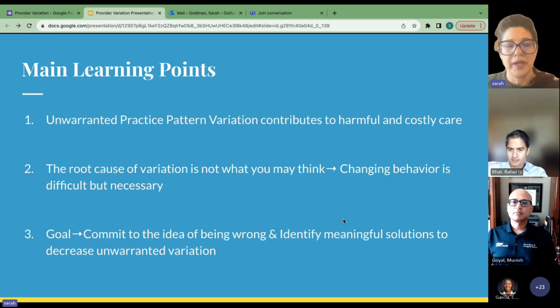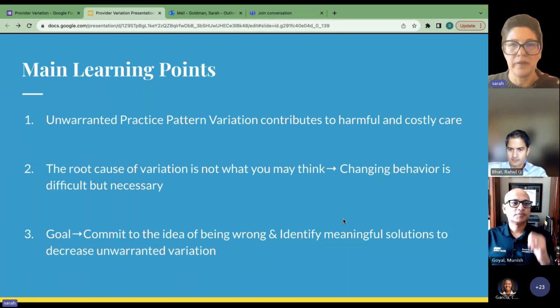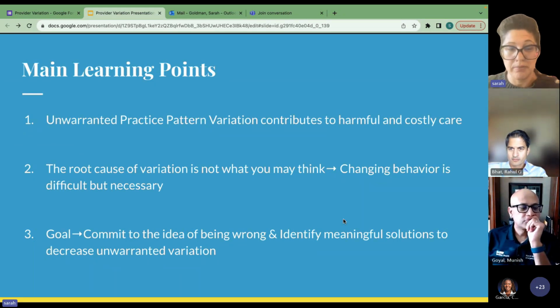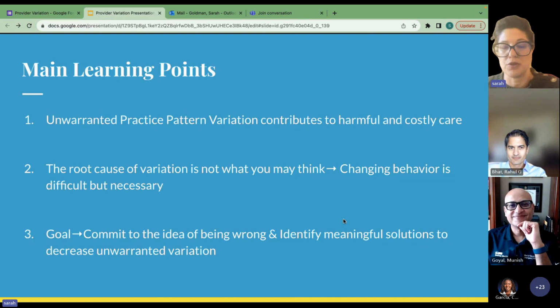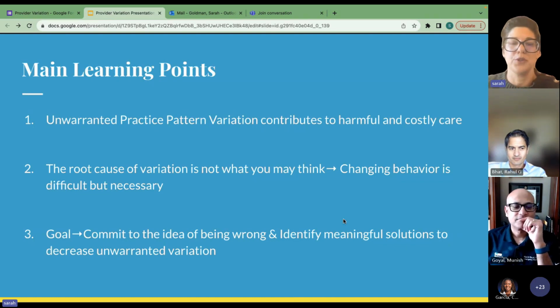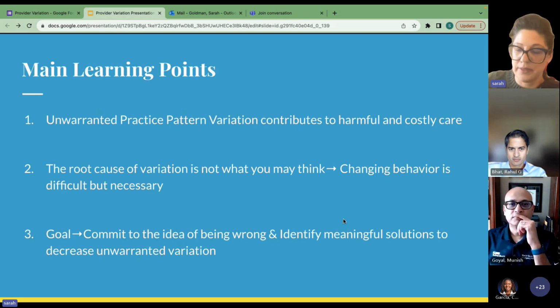And as we've already alluded to, the goal of this conversation really isn't to shame anybody, but I want everyone here to commit to the idea of being wrong, right? Whether you've practiced emergency medicine for 30 years, whether you're ED ICU trained, or whether you're brand new, all of us are wrong in the decisions that we make every day. The goal here is really to identify meaningful solutions and to decrease that unwarranted variation.